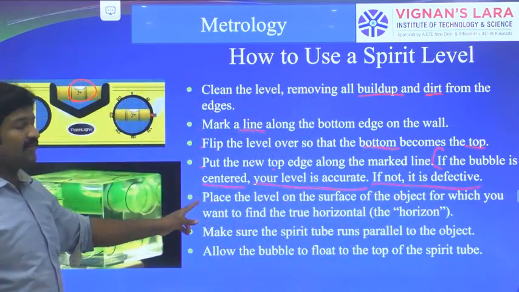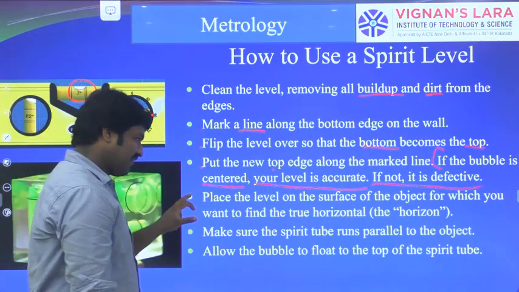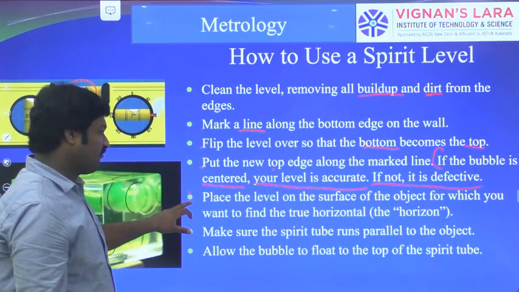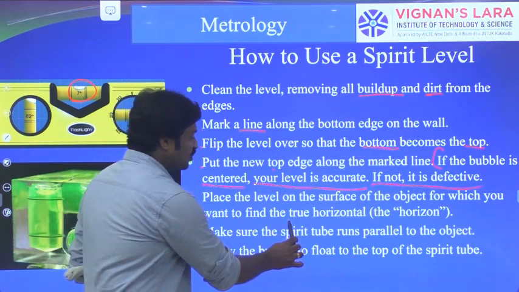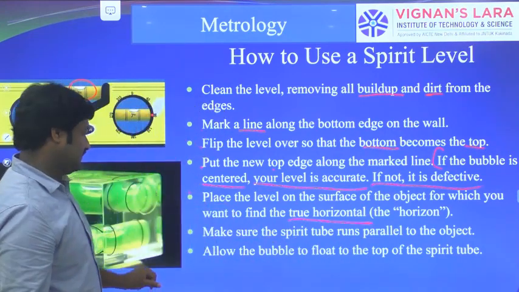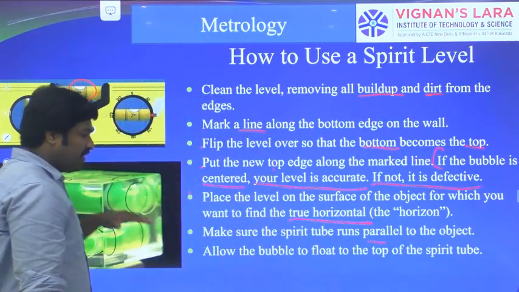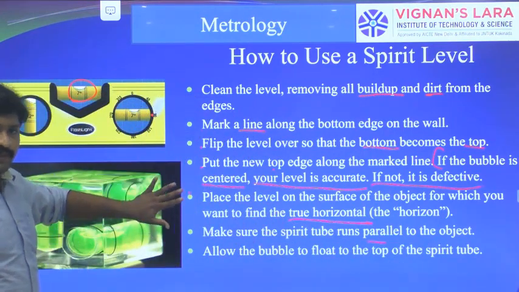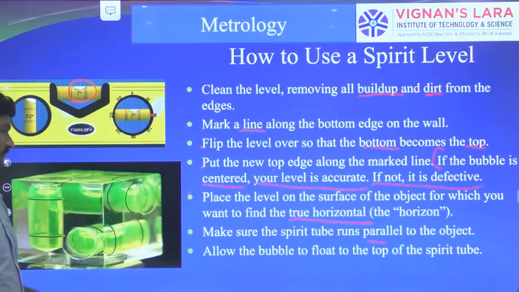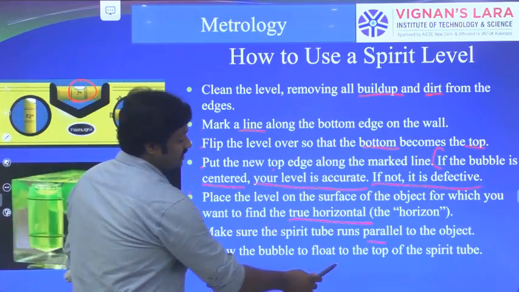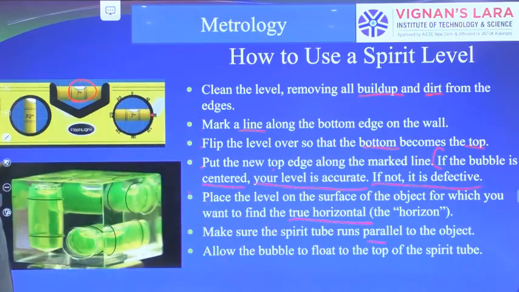Next, place the level on the surface. Place the level on the surface of the object for which you want to find a true horizontal. Make sure the spirit level runs parallel to the object. It should be parallel to the base. Allow the bubble to float to the top of the spirit tube.